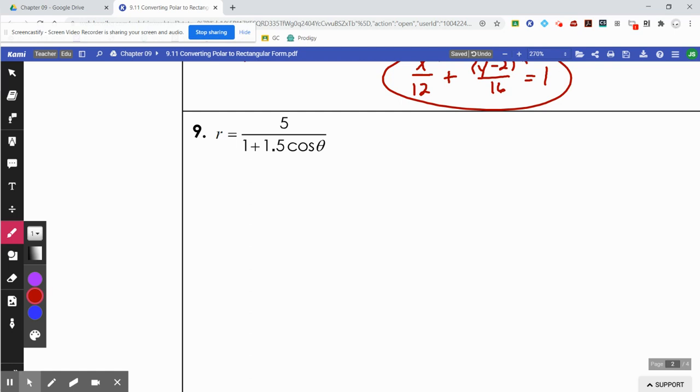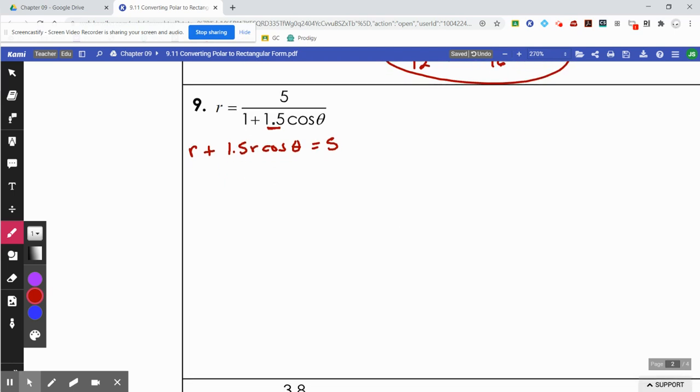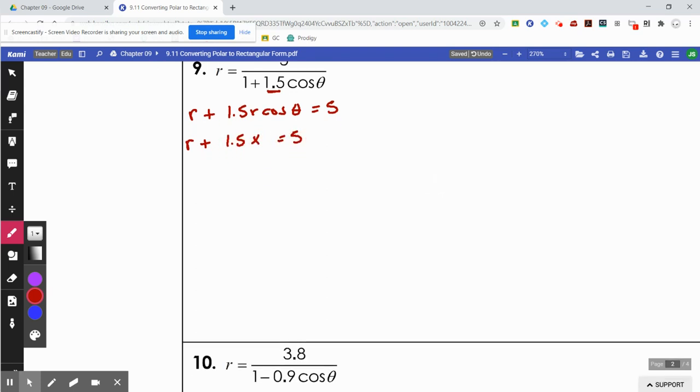Next one, doing the same thing. Distribute your r to get rid of that fraction, and that gives you r plus 1.5 r cosine theta is equal to 5, which, by the way, here is your eccentricity of 1.5. This should be a hyperbola since it's greater than 1. R cosine thetas are replaced with x's, so you have 1.5x. Do the same thing we have on all of them.